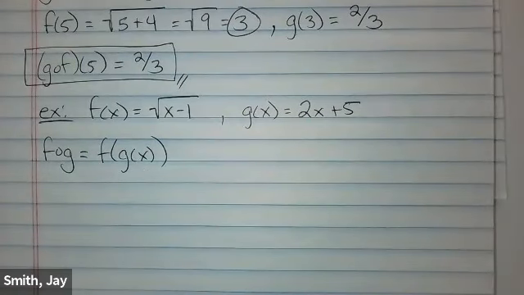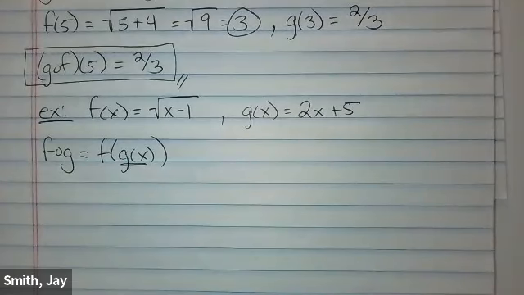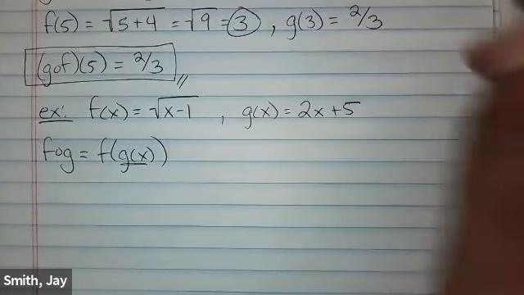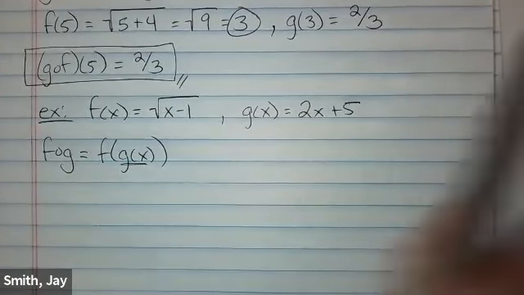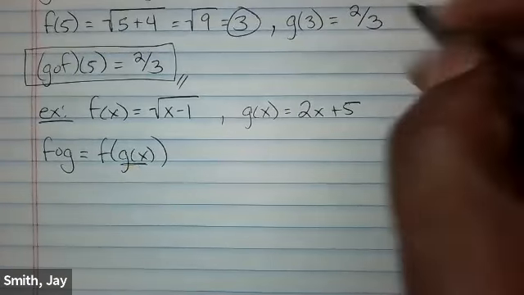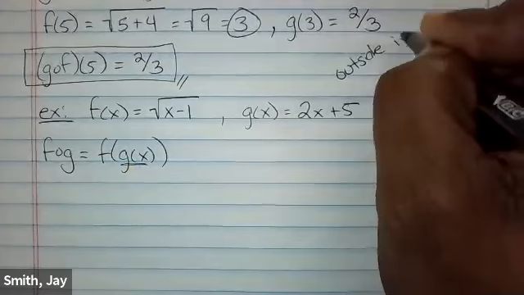Note that this time we don't have a number to run through these two machines. So we're going to be substituting a function inside of another function. If we don't have a number to run through two machines, like in the last example, when we work it inside out, if we're substituting a function into another function, we're going to work this one from outside in.